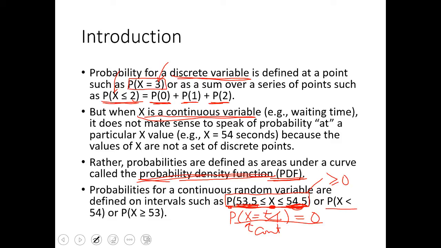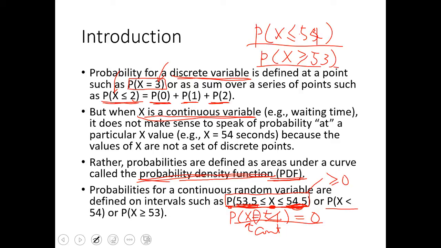Or the probability that x is less than 54, or the probability that x is greater than 53. This kind of thing has a value. All continuous random variables can be defined by this method. But the expression of a single point is nonsense for a continuous random variable.